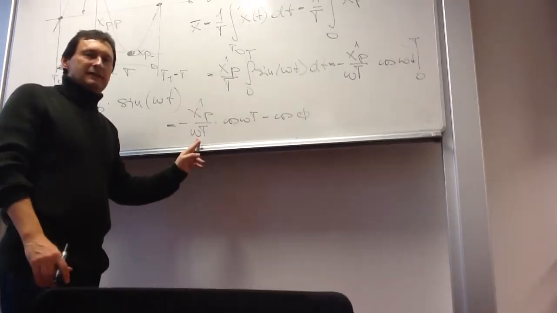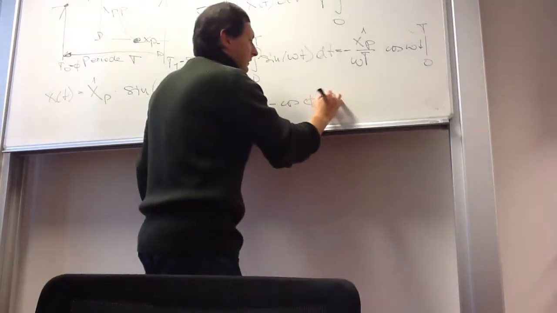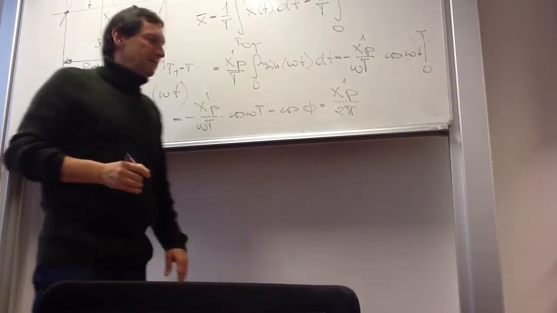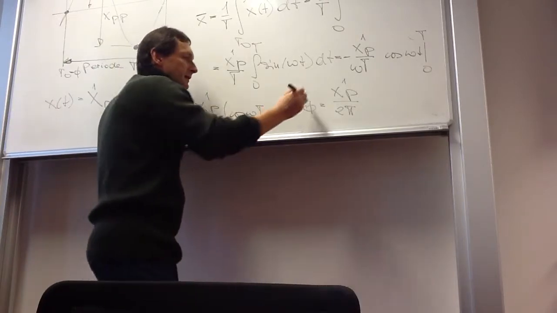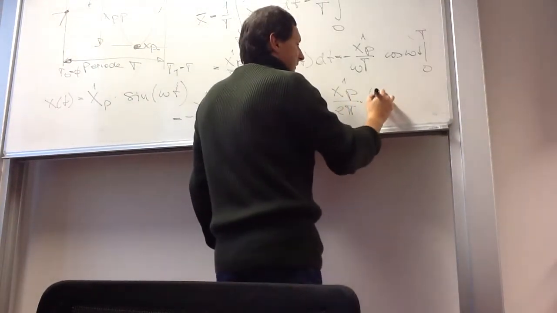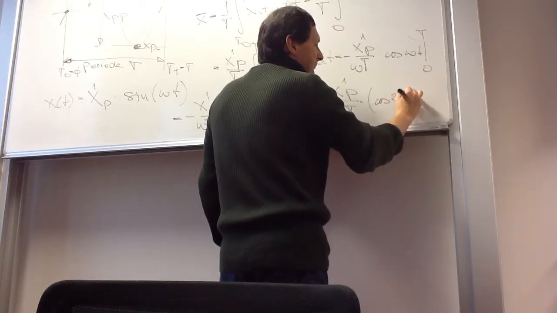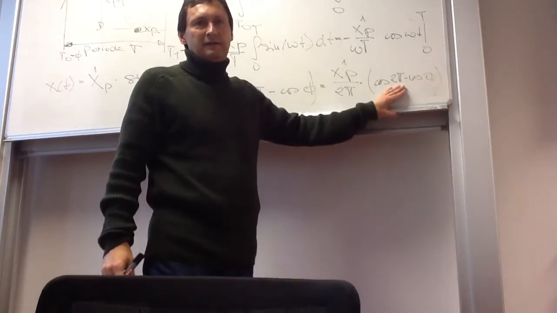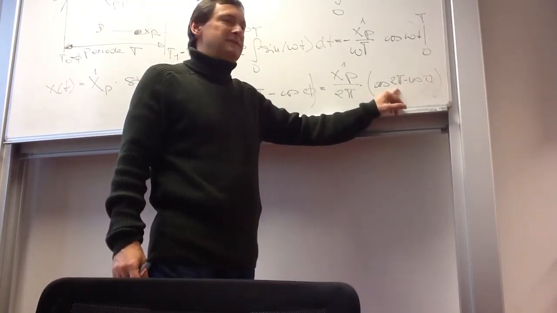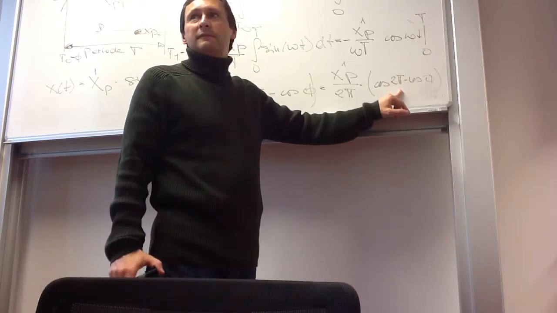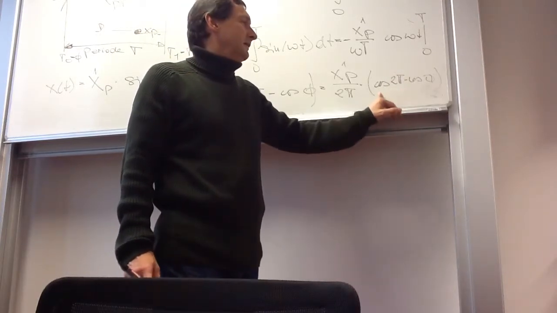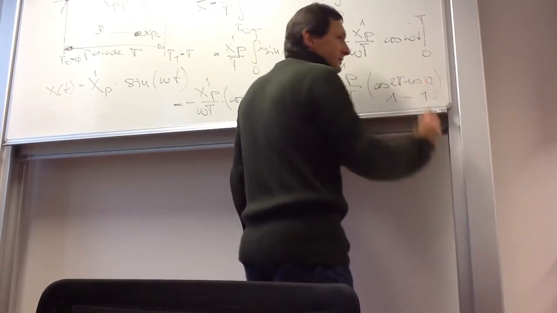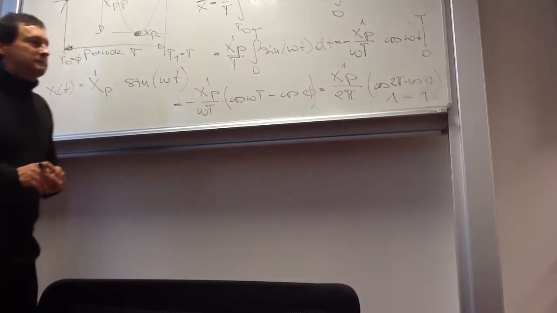So now it's getting a little bit simpler. We got xp, minus xp divided by 2 pi times, here we missed the brackets, cosine of 2 pi minus cosine of 0. What's the cosine of 2 pi? That's 360 degrees. It's 1. Minus 1. So 1 minus 1 is 0. It's all 0.